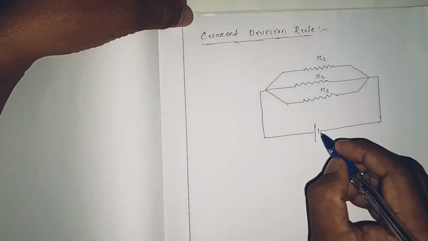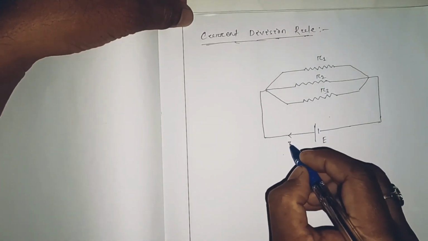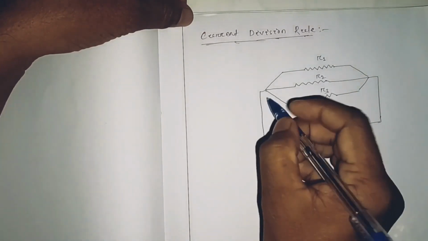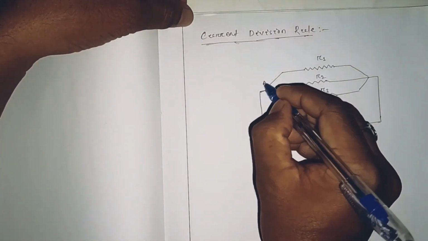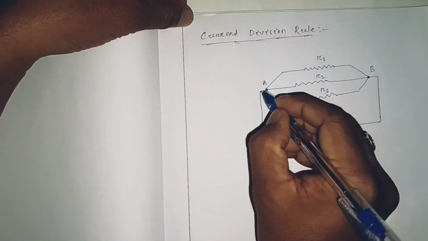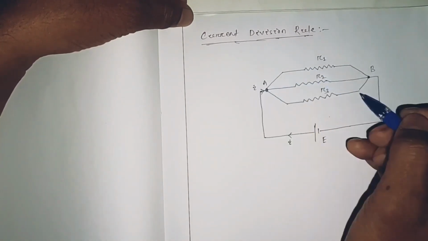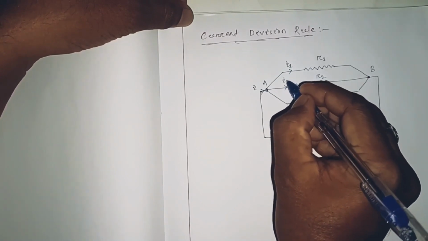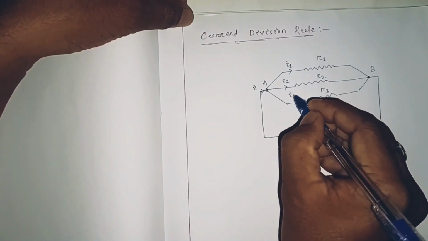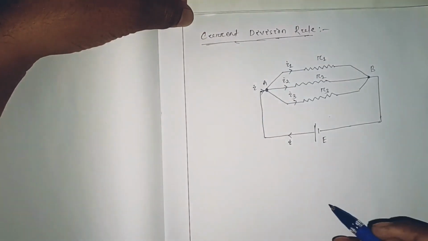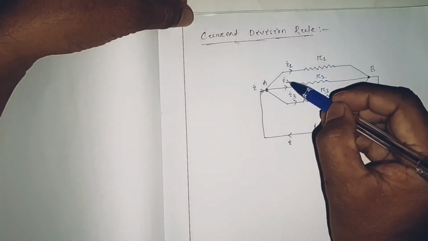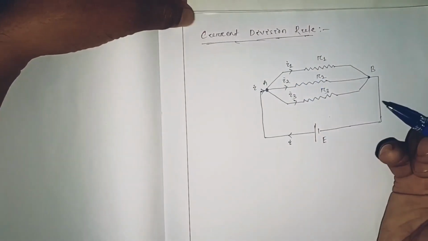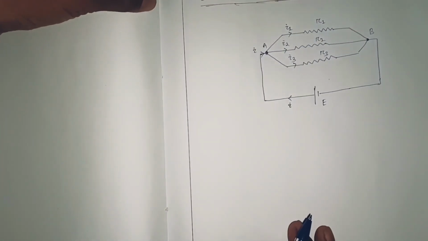From this battery, suppose a current I comes out, and here at this node A, this current I is divided into three branches: for this branch I1, for this branch I2, for this branch I3. I has been divided into three branches as I1, I2 and I3. We have to find out the values of I1, I2, I3. How is it done? Here you can see.